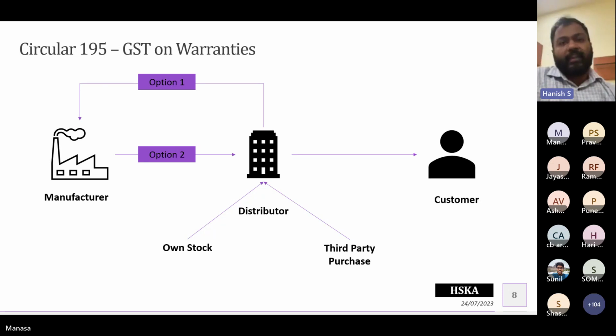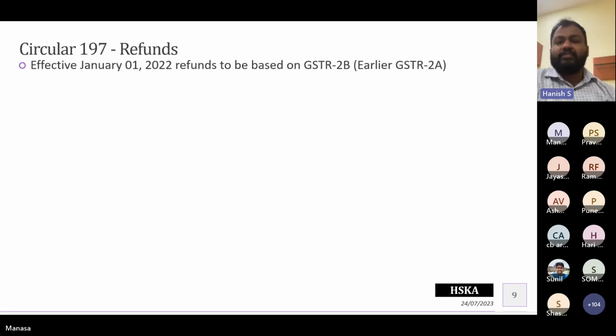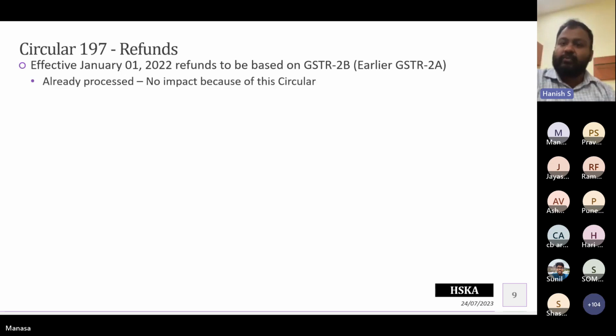Right? Okay. Next, we have successfully skipped one more circular. Now we go to circular number 197. Okay. Now what does circular 197 say? They say we know in refunds there are a lot of issues, but we will ignore all those issues and focus on only three important points which we want to focus on.